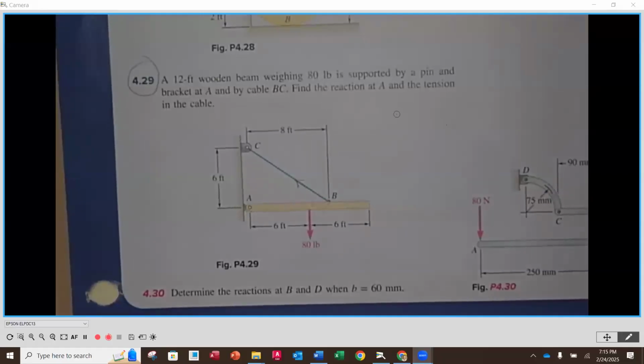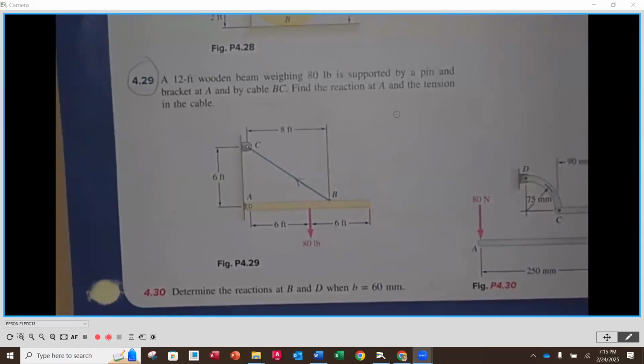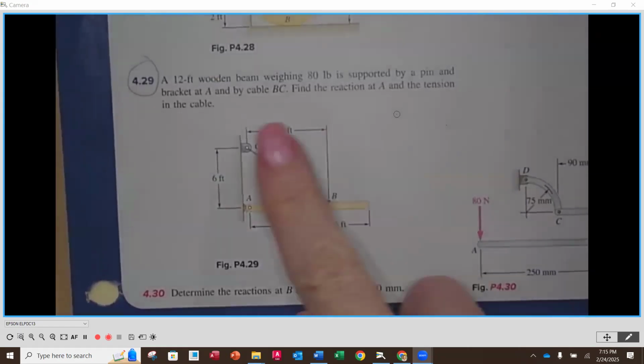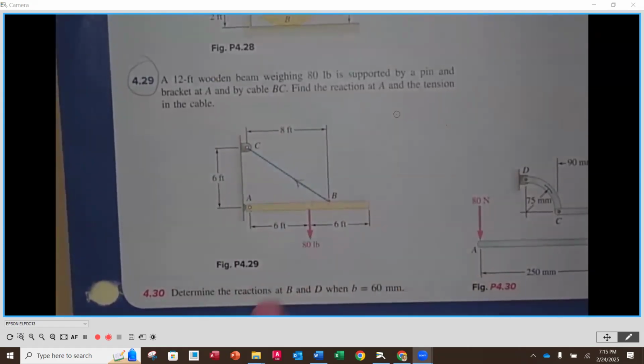Okay, so for problem 429, we are going to be looking at the figure that you see here. We have a 12-foot wooden beam weighing 80 pounds. You'll notice that they put that 80 pounds at the geometric center of this beam, so that's the 80 pounds going down. The beam is 12 feet long, so 6 feet from either side.